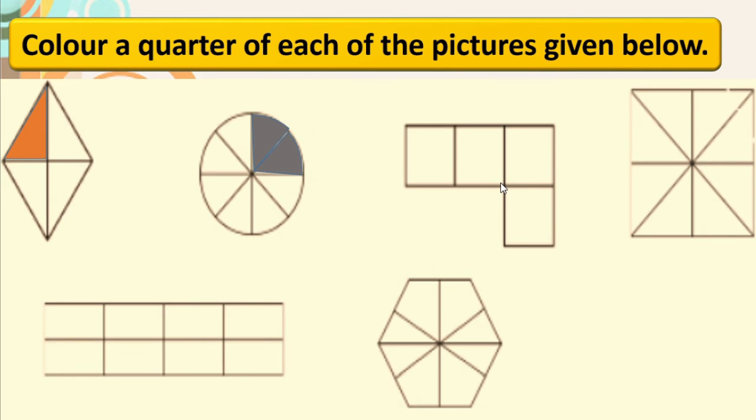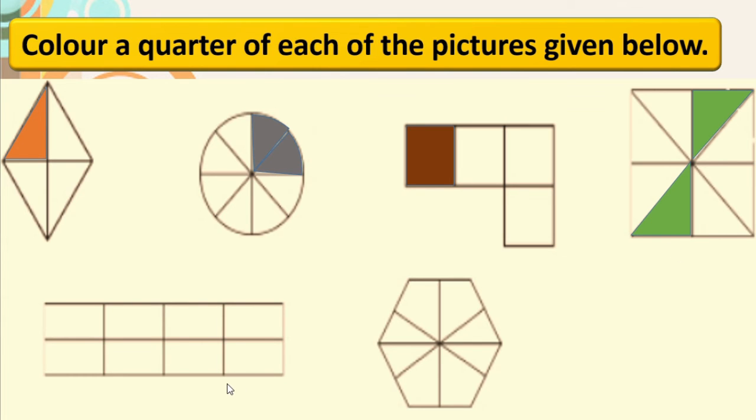Now here again 4 are there. We have to color a quarter part, means only one part. Isn't it? Here also we can see 8 parts. We know here quarter means 2. So we will color only 2 parts. Any 2 parts because all these parts are exactly alike.